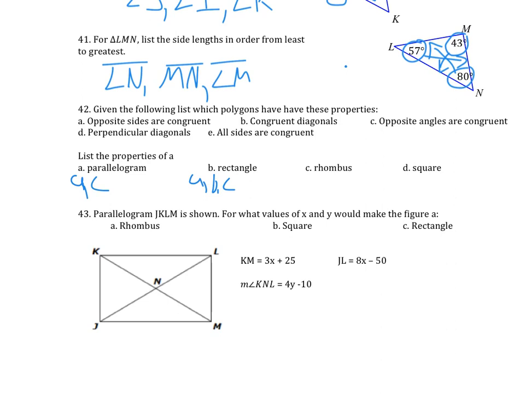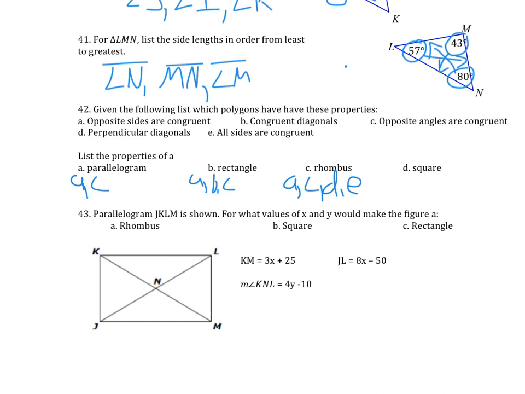For a rhombus, opposite sides are congruent. Opposite angles are congruent. Our diagonals are perpendicular. And then, even more accurate than opposite sides are congruent, in a rhombus actually all sides are congruent.